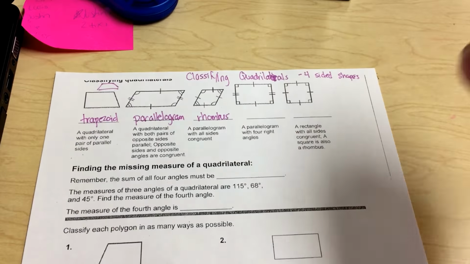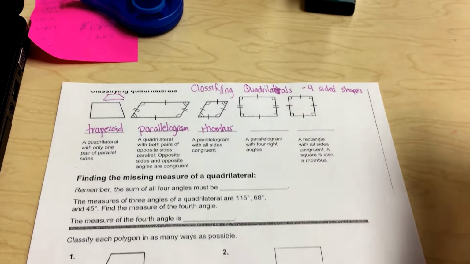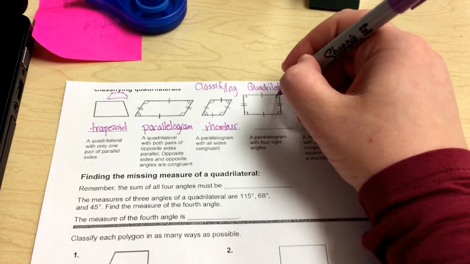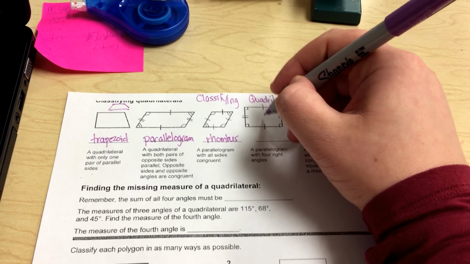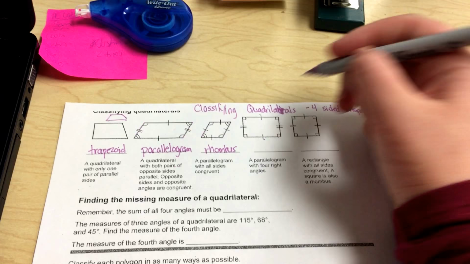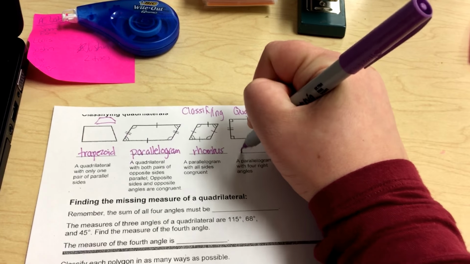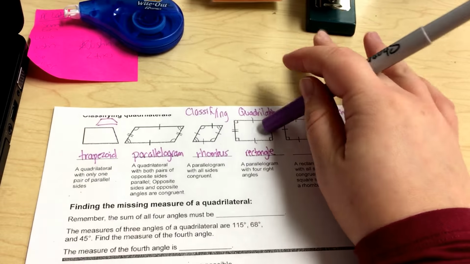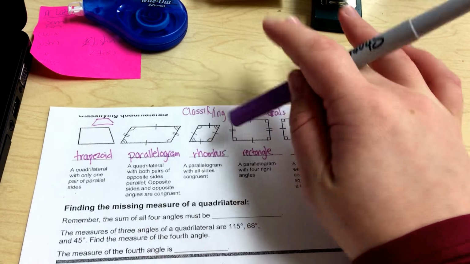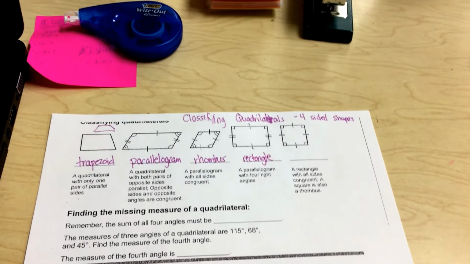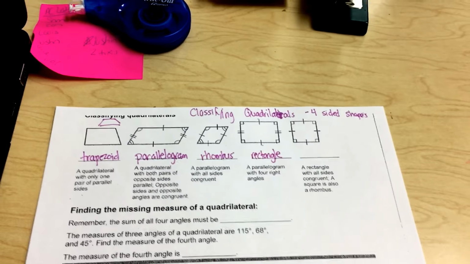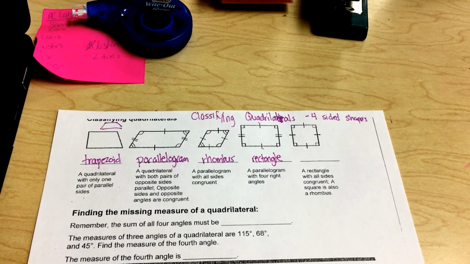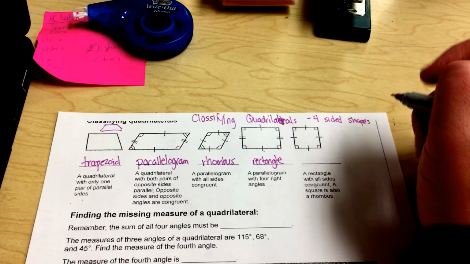Here we have another type of parallelogram. This is a parallelogram with 4 right angles, which are 90-degree angles, and really it's just the 4 right angles. That's going to be called a rectangle. A rectangle is a parallelogram. A rectangle is not a rhombus because it doesn't have all congruent sides.